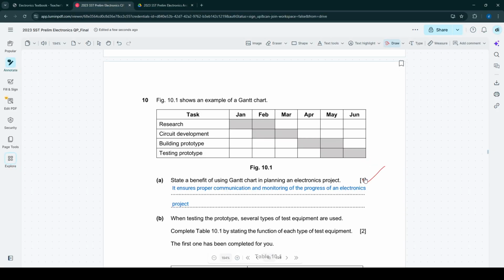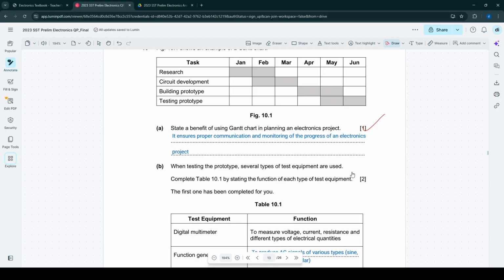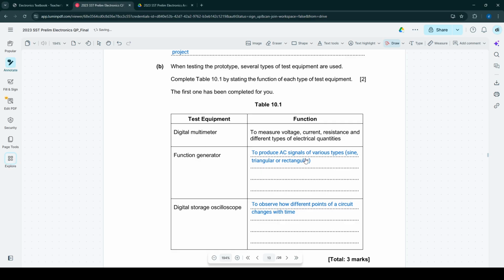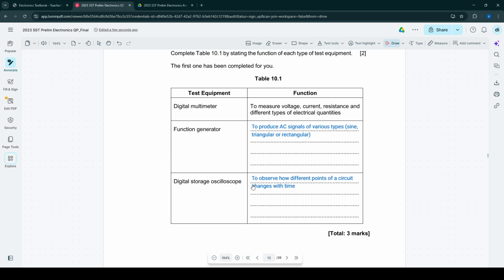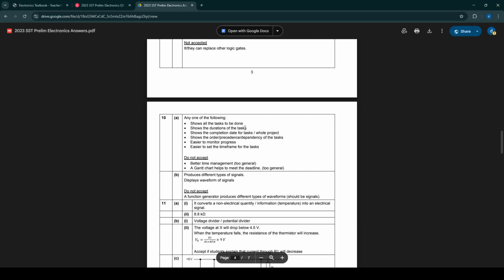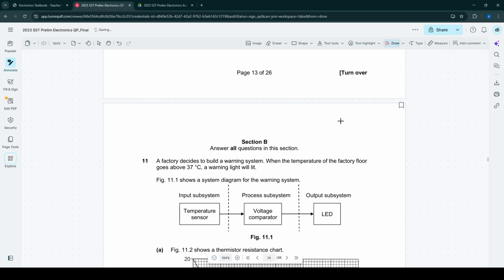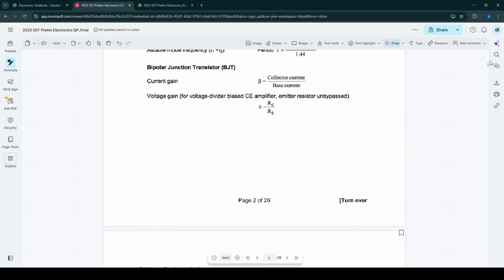When testing the prototype, several types of test equipment can be used. Digital multimeter, okay, wait. Function generator, it produces AC signals of various types. Yeah. Digital storage oscilloscope, to observe how different points of a circuit change with time. If the answer key accepts that, then displays waveforms of signals. Produces different types of waveforms, should be signals. I think I'll give you the mark. Okay, that's it. I'll tell you the marks first.